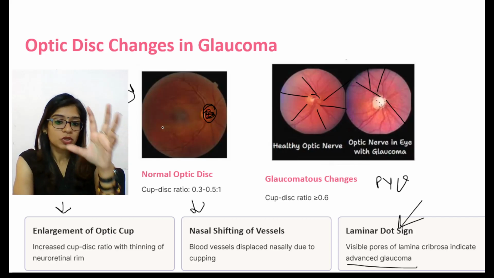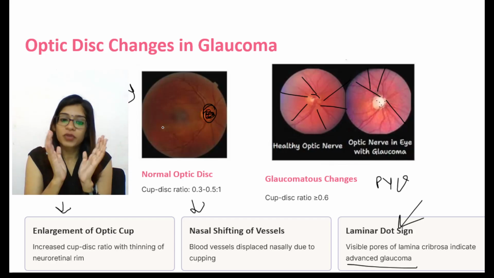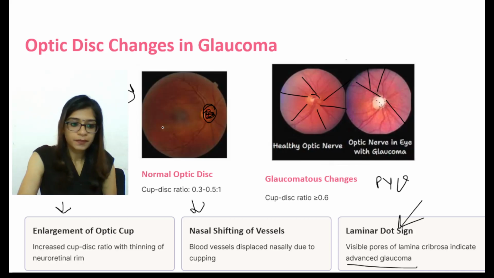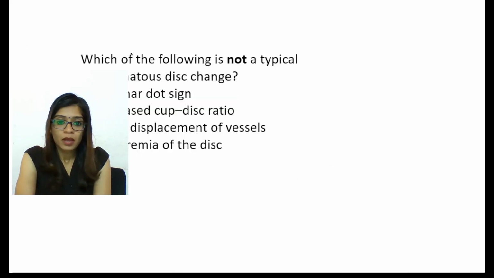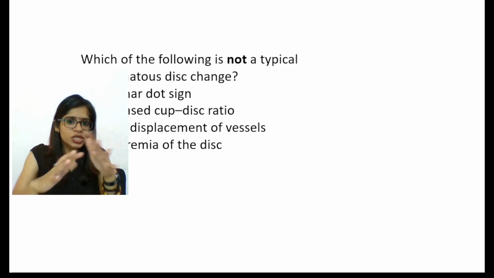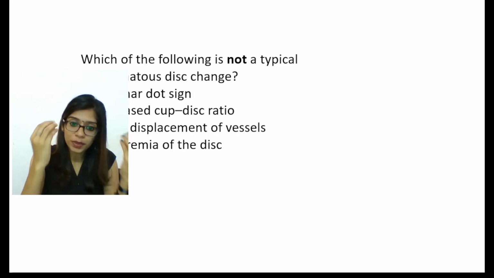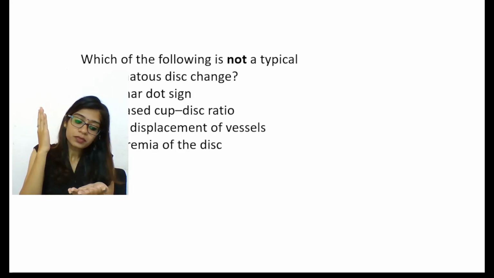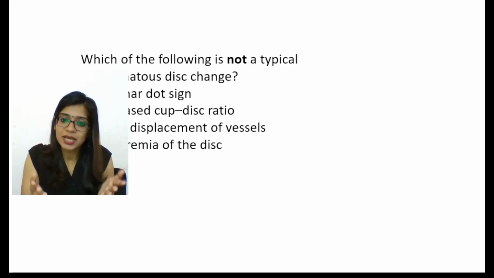So these are the changes you see in glaucoma. First, the cup to disc ratio increases, to more than 0.6. Then there is enlargement of the optic cup. Second, there is nasal shifting of the vessels. Third, the laminar dot sign. Now we'll do one question. I hope you understood the optic disc changes in glaucoma. What is glaucoma? Increase in intraocular pressure. That leads to optic nerve damage and visual field defects. The vision loss that occurs is irreversible vision damage that glaucoma causes.